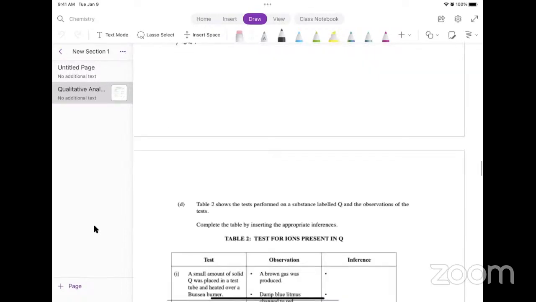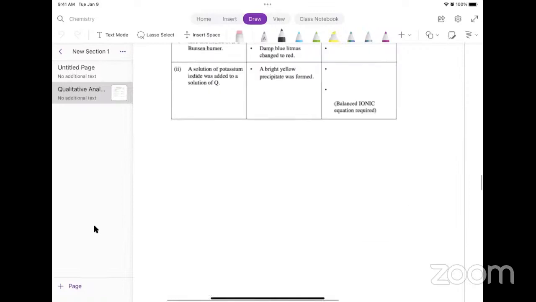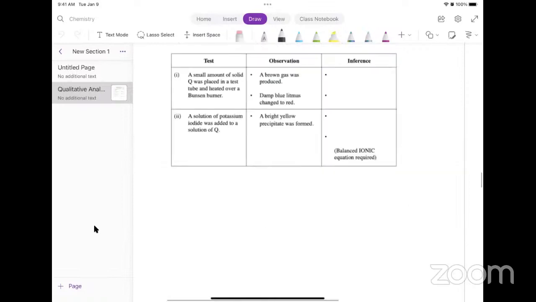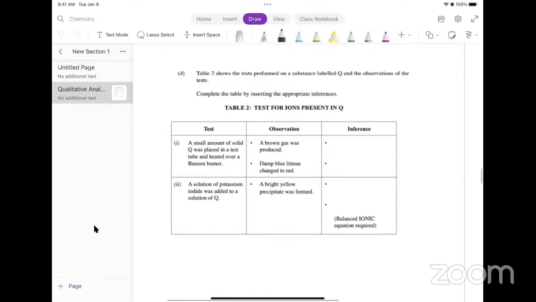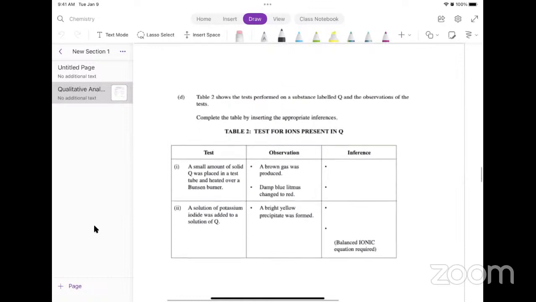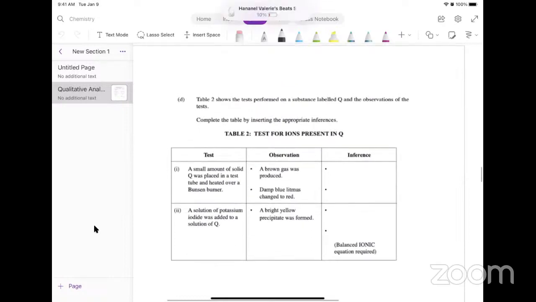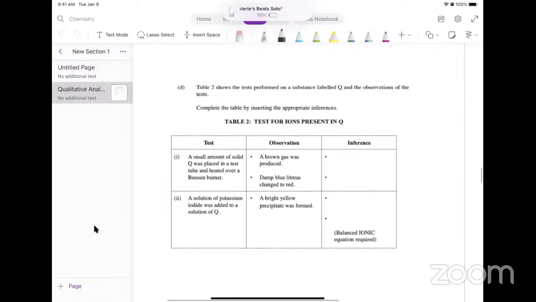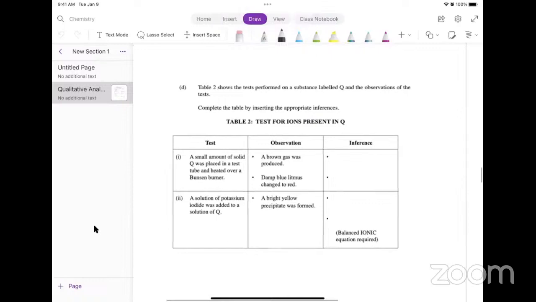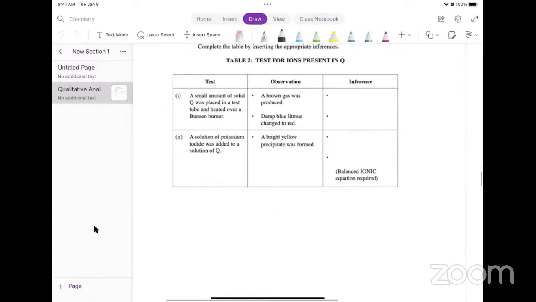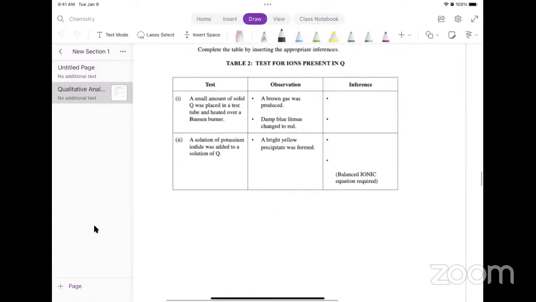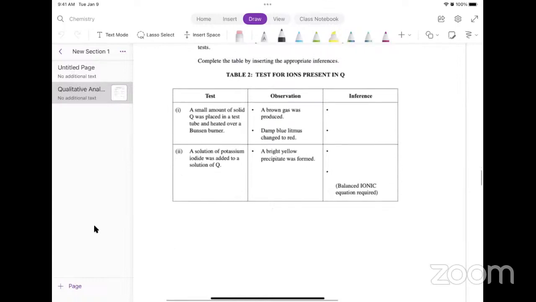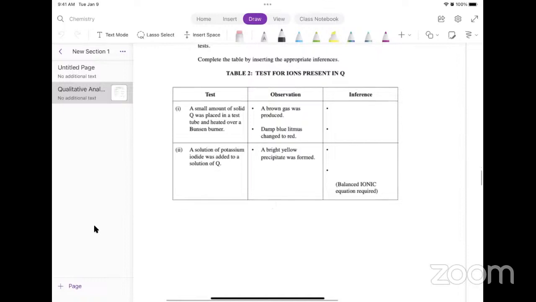And then another one again. This one is very short, which you don't usually see. Okay. The table shows tests performed on substance labelled Q and the observations of the test. Complete the table by inserting the appropriate inferences. So it says that a small amount of solid Q was placed in a test tube and heated over a Bunsen burner. A brown gas was produced.